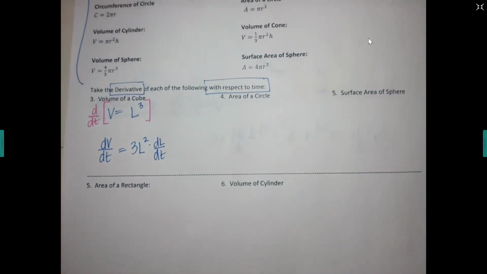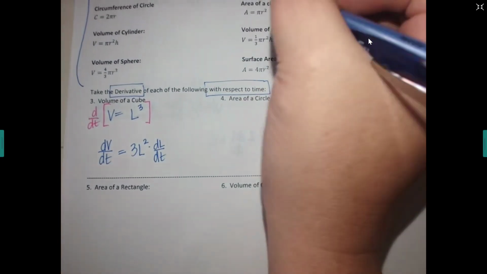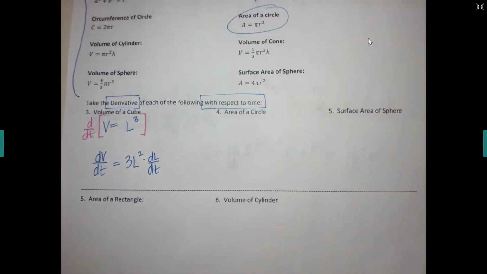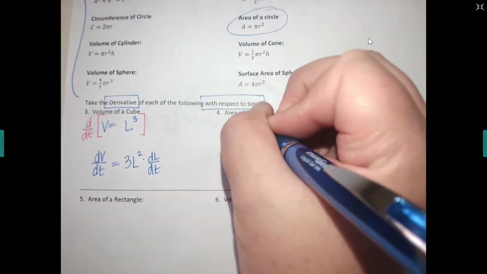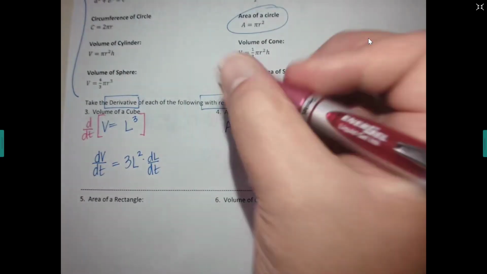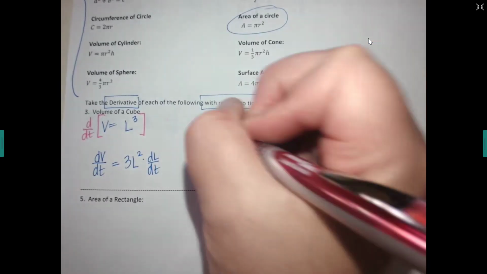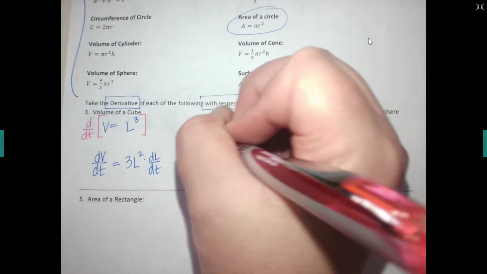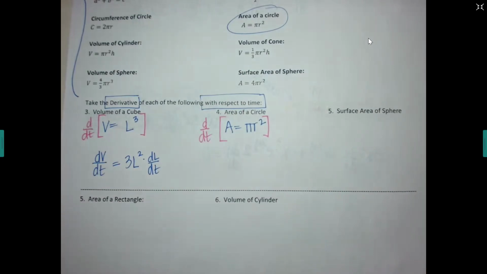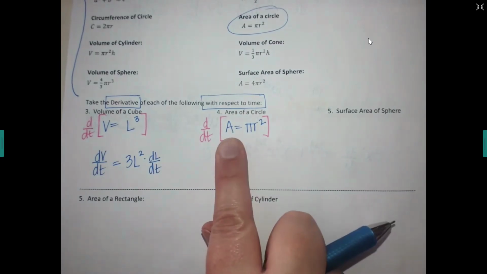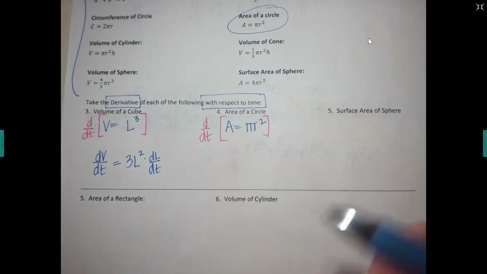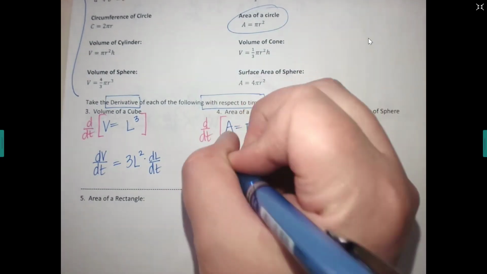Next one we want to do is area of a circle. I see area of a circle is right here. We're just picking a couple of these. So area equals pi r squared. And we want to take the derivative of that, but with respect to time. So the derivative of A would just go to a 1, because remember, if you take the derivative of an x, it would just be a 1 as well. So it'd be 1 dA/dt.